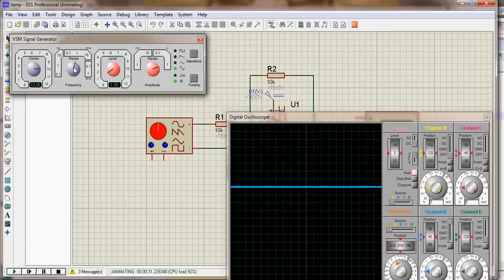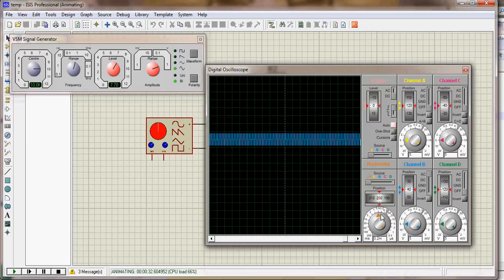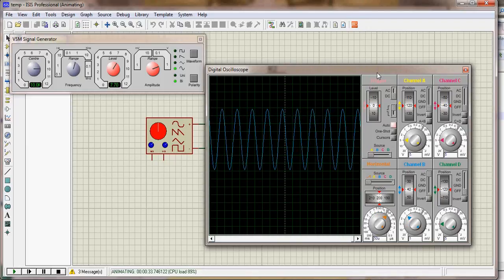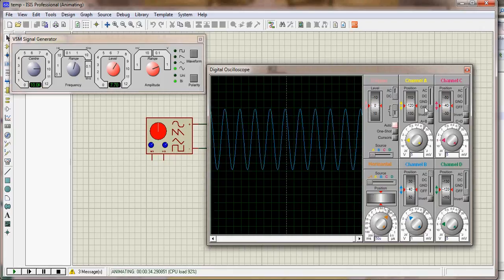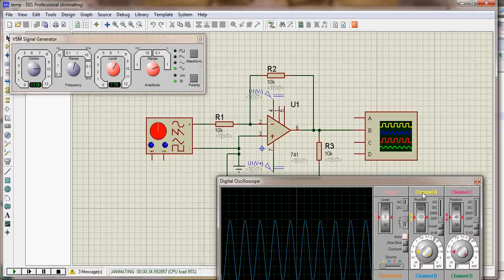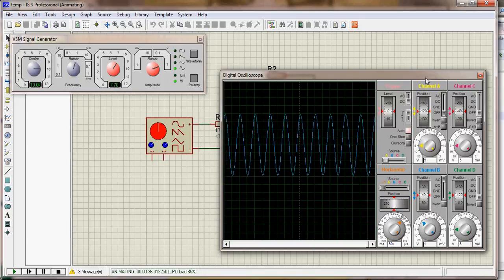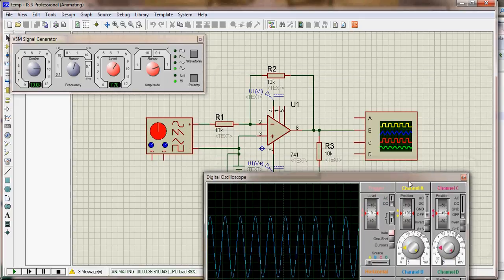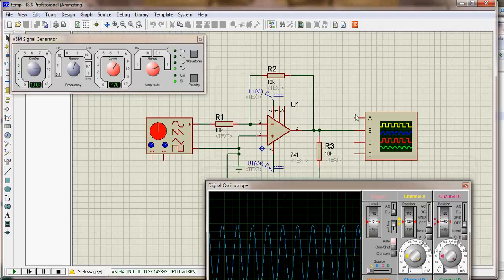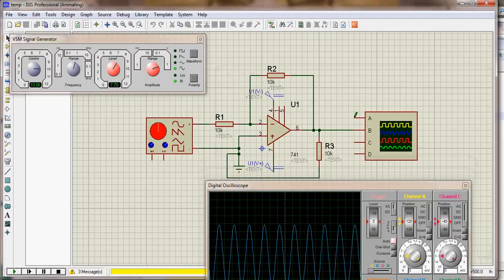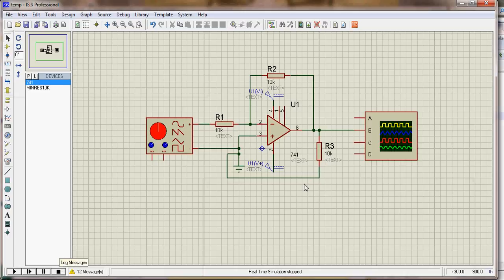and 10 kilohertz frequency. Increase some voltage too. It's increased now. So we are getting our sinusoidal. What we need to do, we are trying to perform the inverting amplifier. So we need to study both input and output simultaneously. So connect this A channel. First we need to stop it. So we stopped our circuit.